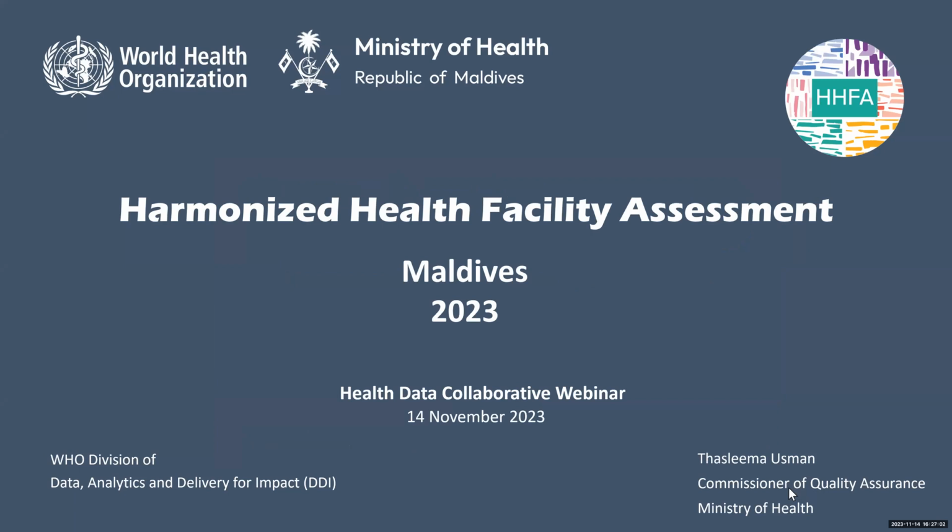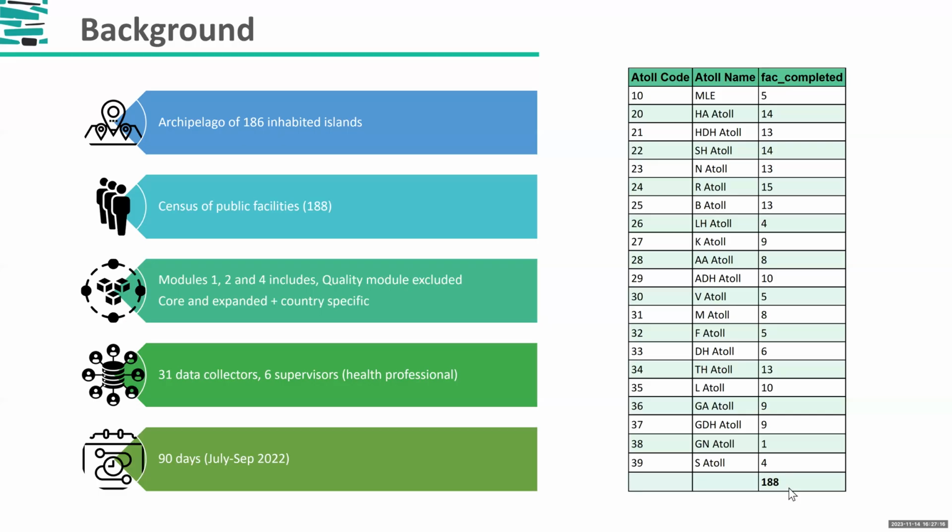We're from the Maldives, and we conducted the Harmonized Health Facility Assessment in 2022, between May and August. We are an archipelago, a small island scattered nation, of 186 inhabited islands, although the total number of islands is 1,196, with about 150 resorts. And for HHFA, we did a census of all public health facilities.